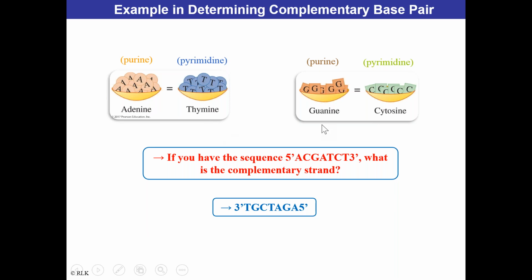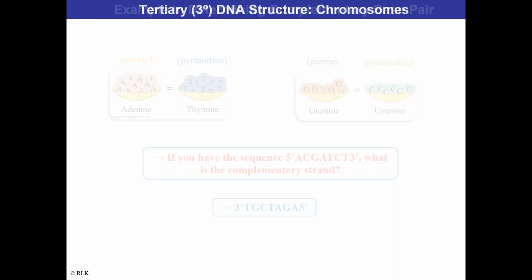So it's pretty easy. A goes to T and G goes to C. Pretty cool code, pretty simple. That shouldn't be too hard. So it's T, G, C, T, A, G, A. That's the complementary strand, and that would give rise to the double-stranded helix that represents DNA.